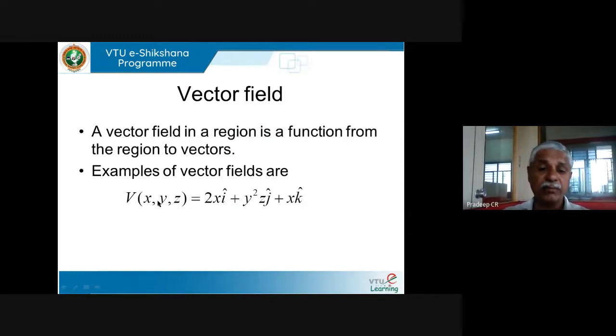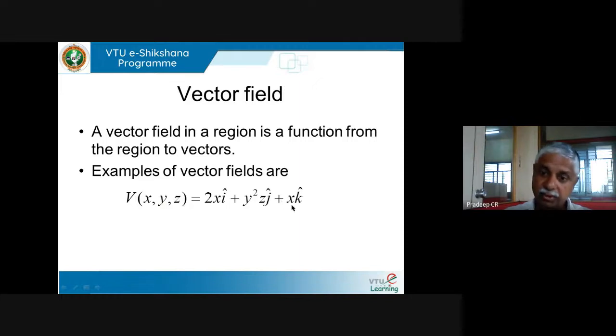Like this, at various points, you give various values for x, y, z, and you'll get various vectors. This is a vector field, as opposed to a scalar field, where at every point I was giving a number. Here, at every point I'll give a vector, and a vector has three components. This is the i component, this is the j component, this is the k component.